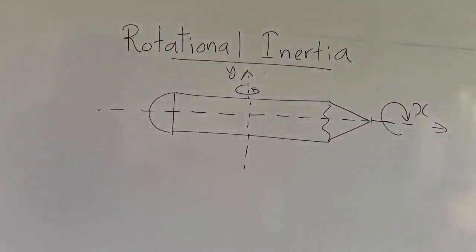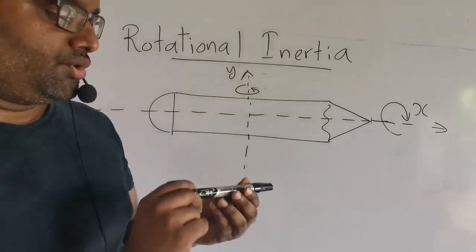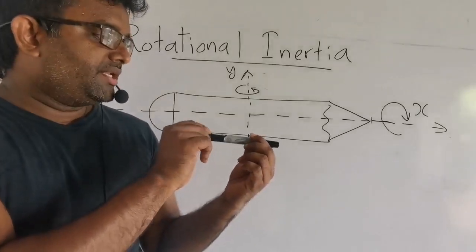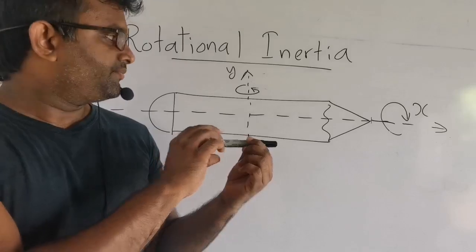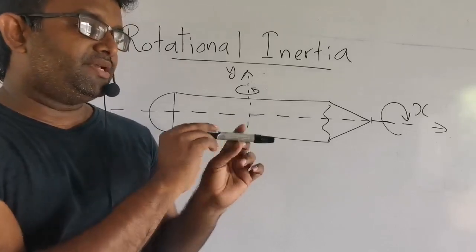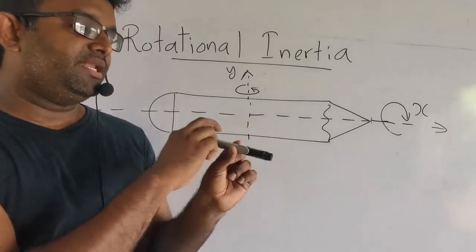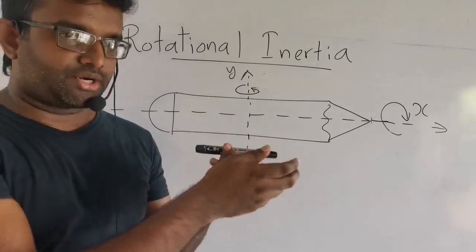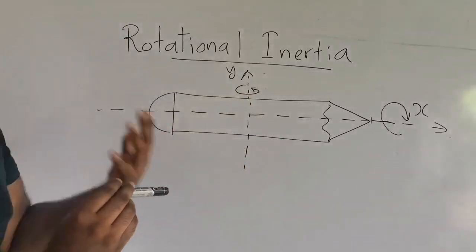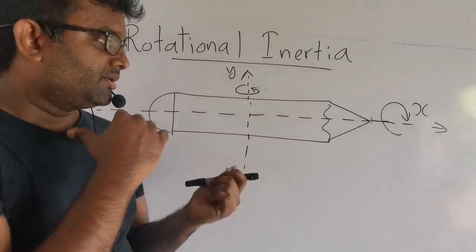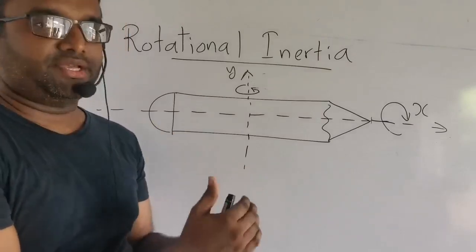So this is a pencil. You can take your pencil. First we rotate that about the x-axis, and you can observe that the inertia is low. When we rotate the same pencil about the y-axis, we didn't change the mass of the object, but you can see the inertia is high, it is difficult to rotate. So the mass is the same, but the distribution of mass about the axis has changed.